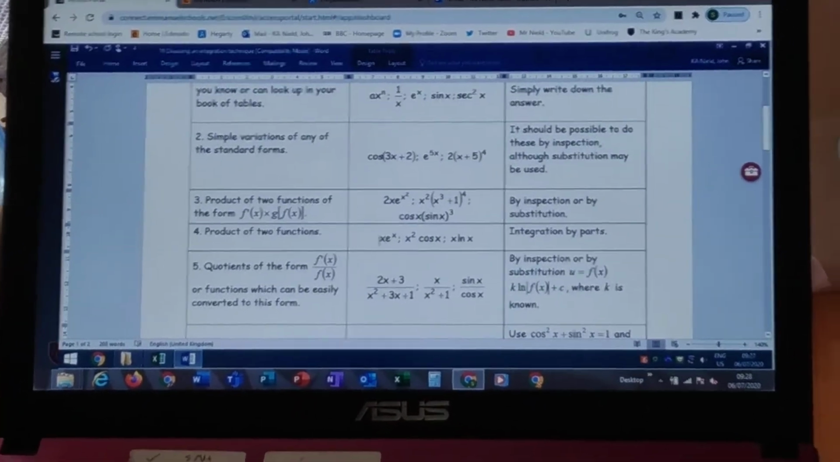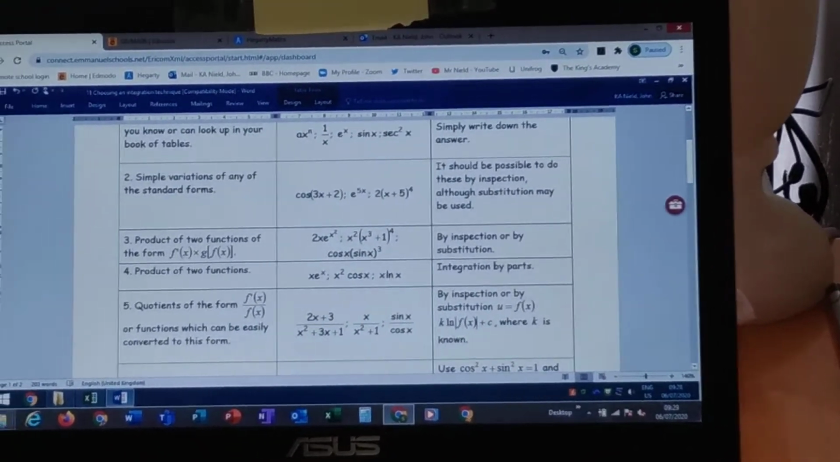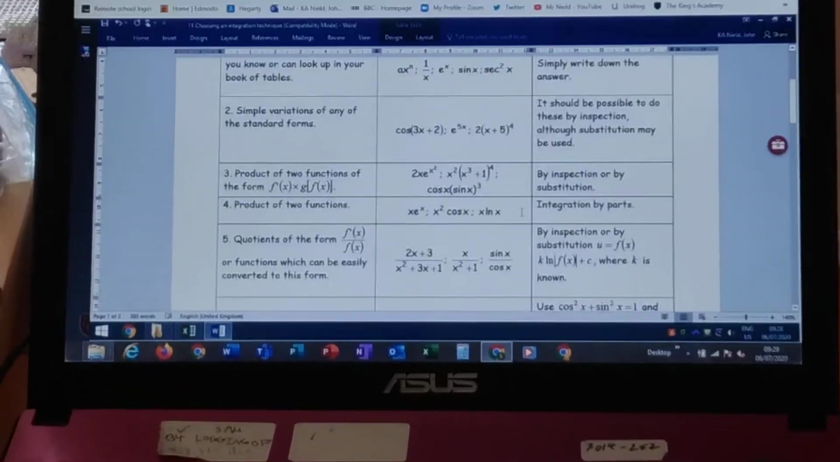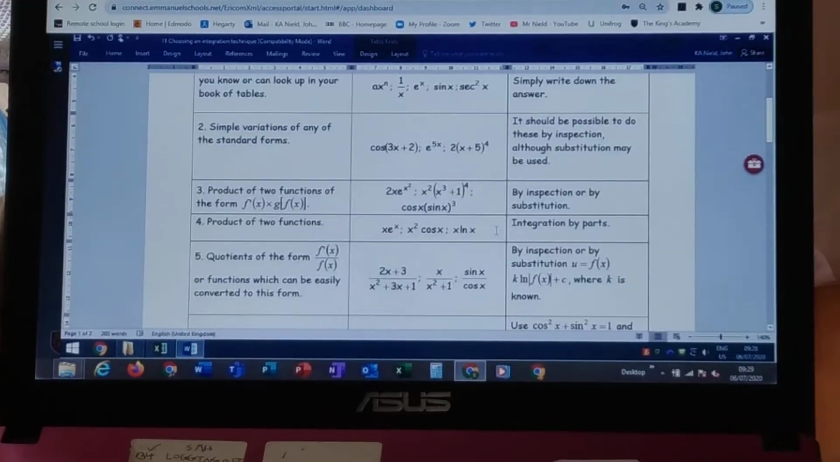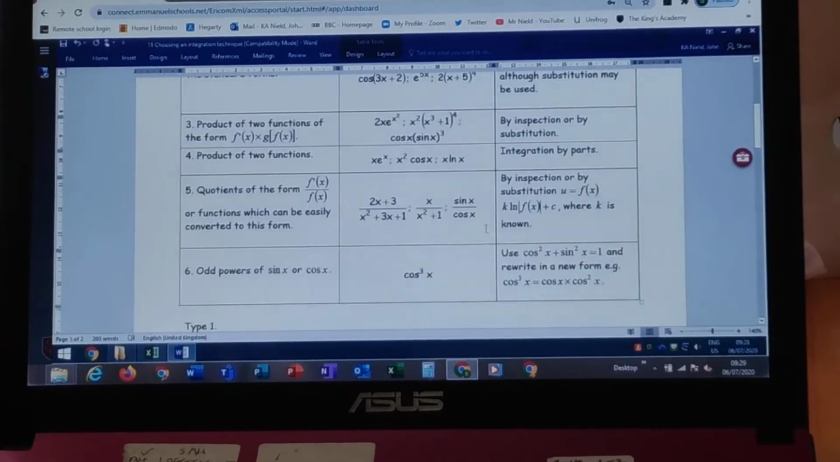If it's a product where there's no obvious link, like these, integration by parts. Normally, they tell you, use integration by parts to do these, so it's pretty good. We'll look at an integration by parts case specific to furthers in a little moment.